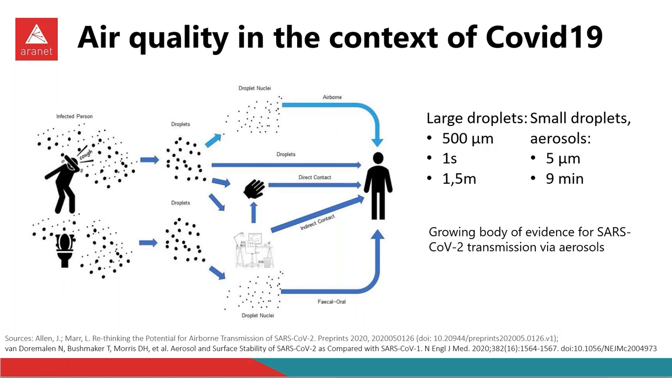So to give a broader overview, what are the transmission routes of COVID-19, or SARS-CoV-2, which is the virus that causes COVID-19 illness? The classical ones are direct contact and droplets. Large droplets are typically 500 microns across. They typically travel around 1.5 meters. This is where the guidelines of keeping a 2 meter distance come from.